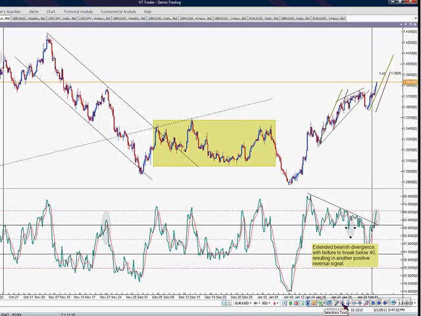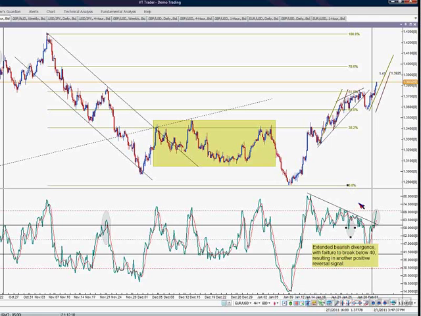But we know if we use the Fibonacci, this is another lesson, but just to be more specific on the target at the moment, you see we broke above 61.8%. The next target could then be the 78.6% level, which is at 1.3975.